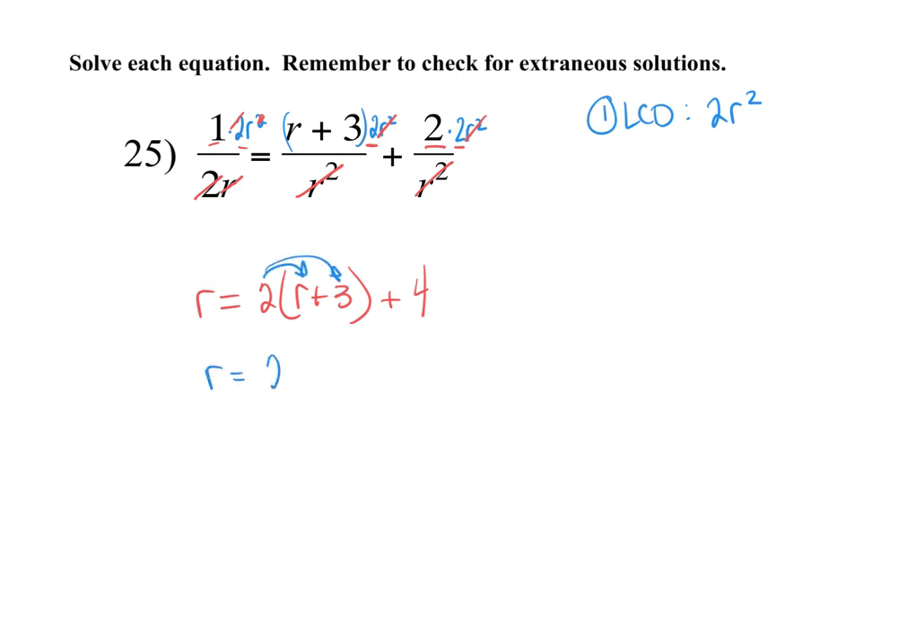R equals 2r plus 6, and then I have that plus 4. Combine my like terms, I have r equals 2r plus 10. Move your 2r over.